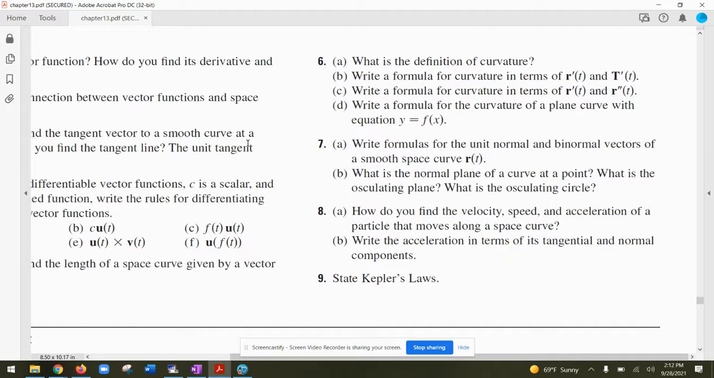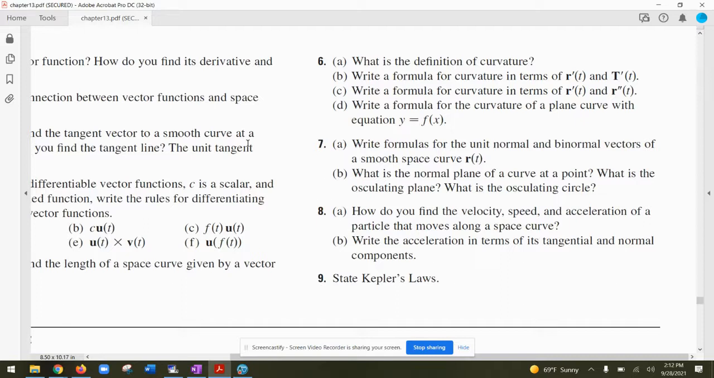Good. Okay, B. Let's go with Chris on this one. Write a formula for curvature in terms of r prime and big T prime. The magnitude of big T prime over the magnitude of r prime. Nice. So this one is slightly more convenient than the other one because it doesn't involve parametrizing in terms of arc length. Okay, so you can use that one. Good, thanks, Chris.